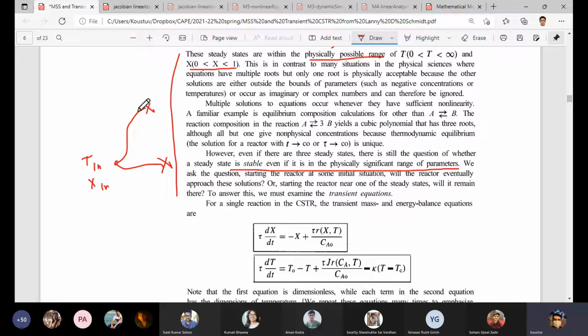But since we have found that these two equations together result in 3 different steady states, that means given a chance, or given a situation at the starting point, that means at the startup of that system, at the initial conditions at t equal to 0, if we have some temperature and x, then if we start from there, it should ultimately reach one of the steady states eventually. But does it happen so? So that is question 1 that we are asking.